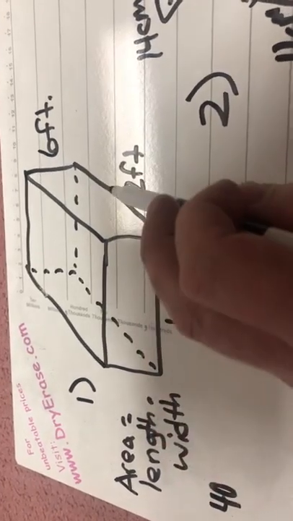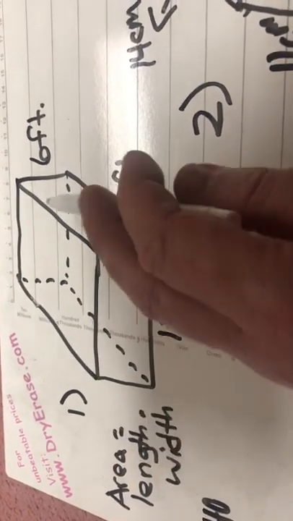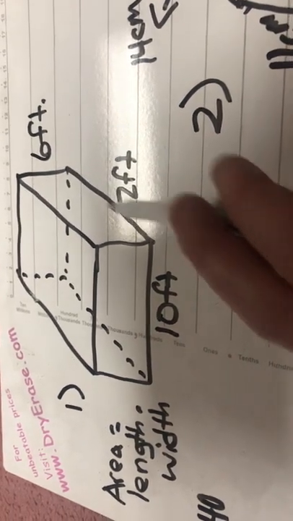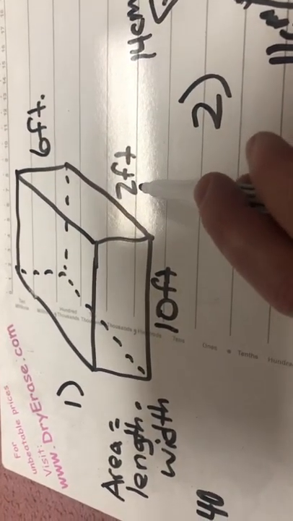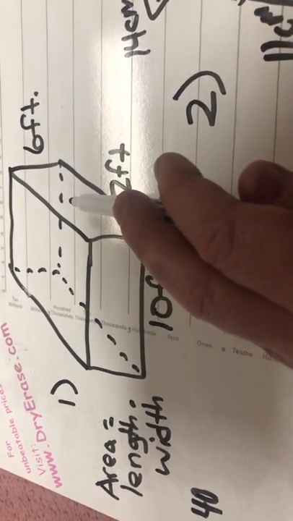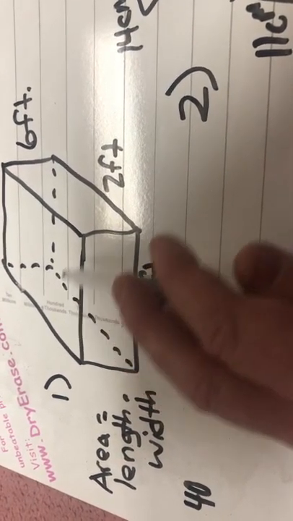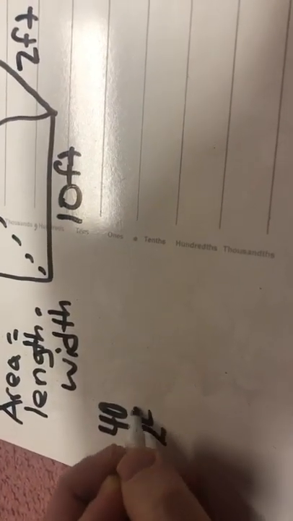So I'm going to write that down. Then I go to the right and the left. And if I look at the right and the left, I see, well, that's 6 times 2. 6 times 2 is 12. So I have 12 square feet here. I have 12 square feet here. 12 plus 12 makes 24. So I'm going to add 24 to my list over here.